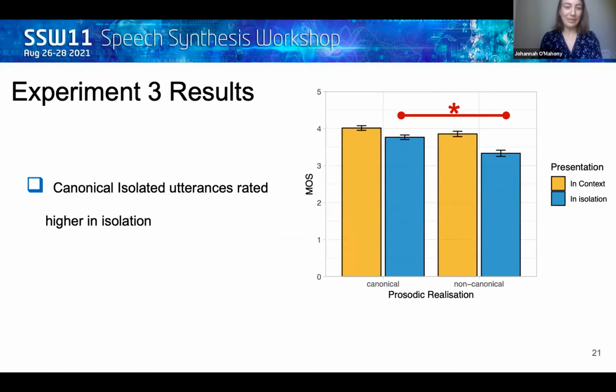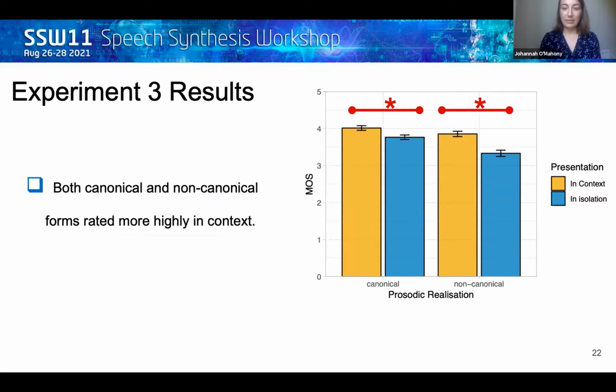We found that in isolation, there was a significant difference between canonical and non-canonical realizations. So it also means we did correctly make a non-canonical form that was less well-formed. But interestingly, something that surprised us was that both the canonical and the non-canonical form received this boost in MOS score in context. So we wouldn't really have expected that because we created the canonical form to sound a lot better in context than the non-canonical form. So this was quite surprising.